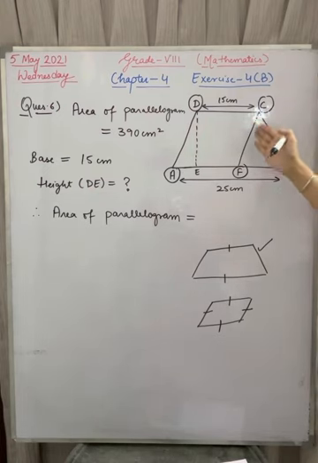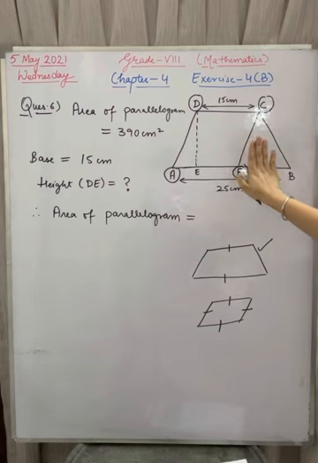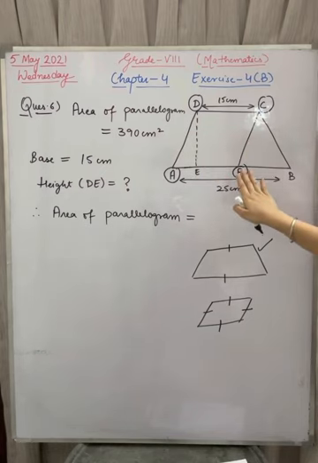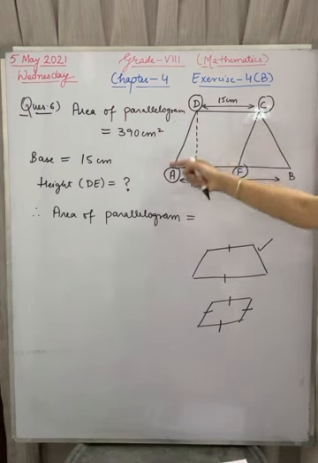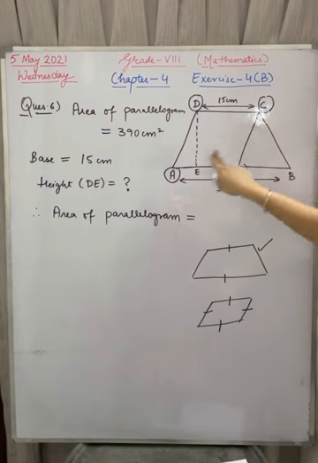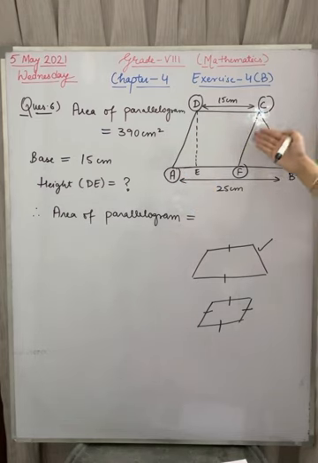Don't see the further lines. Right now please forget all the lines inside. Just see this line only. This is a trapezium, and in this trapezium there is a parallelogram. AFCD is a parallelogram whose this side is parallel to this and this side is parallel to this.